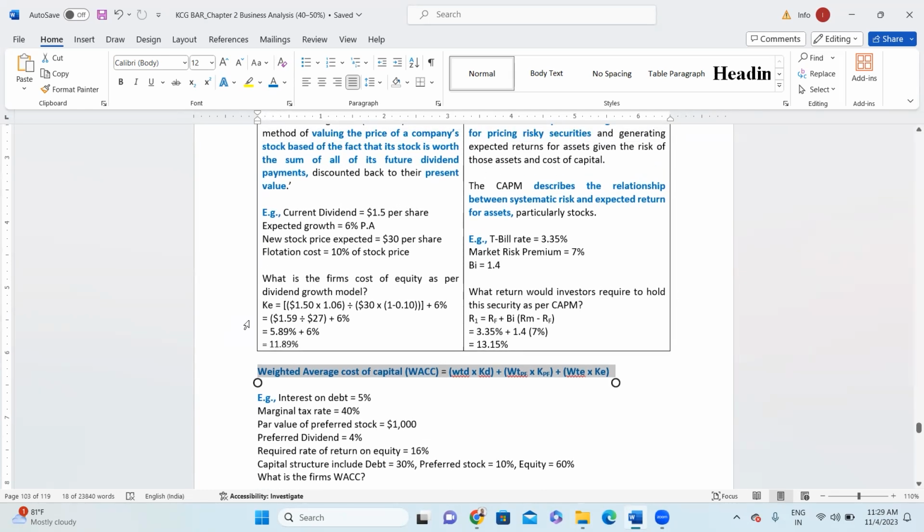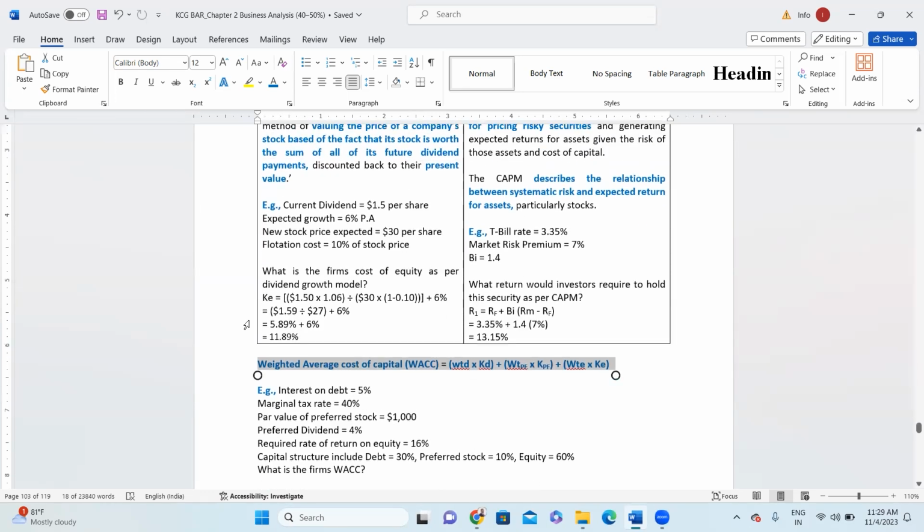So, what do we need to calculate first? The weight of debt multiplied by the cost of debt. So, how do you calculate cost of debt? Interest on debt is an allowable expense? Yes or no? Yes, sir. And what is the tax rate they have given to you? 40%, right? So, what is the cost of debt? 5% multiplied by 1 minus 40%. What is the cost of debt?